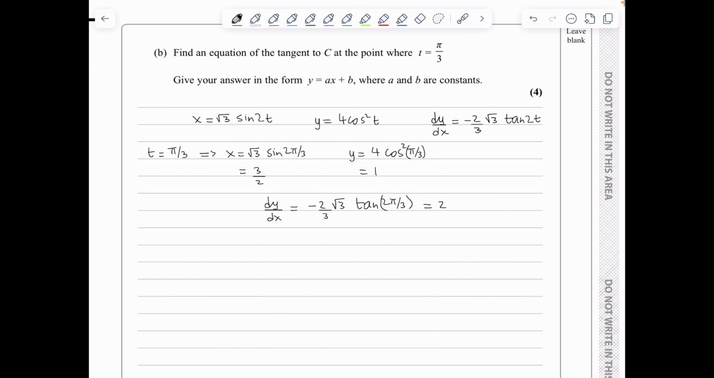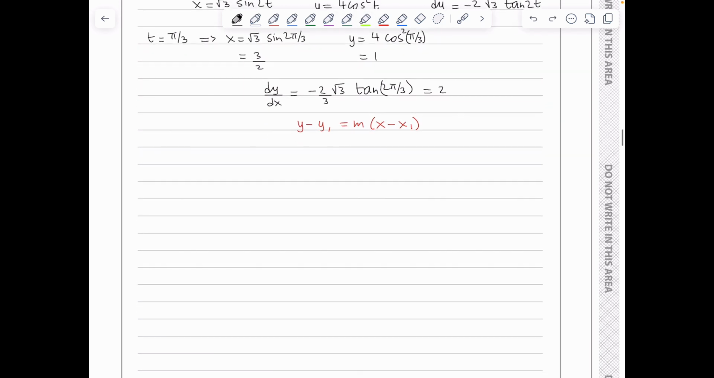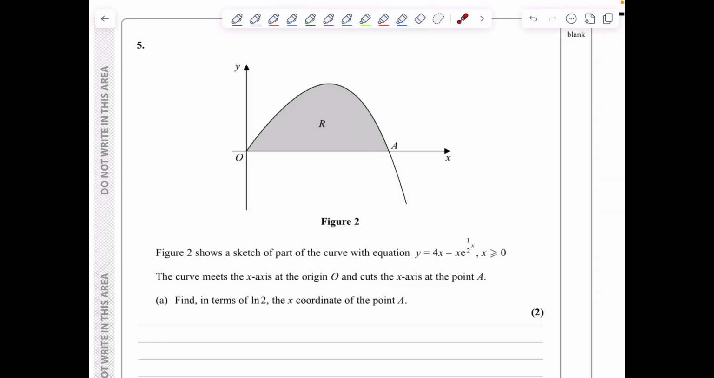And proceeding with y minus y1 is m times x minus x1. We're looking at y minus 1 is equal to 2 times x minus 3 over 2. I will expand the right hand side to get y minus 1 is 2x minus 3, leading to y is 2x minus 2.